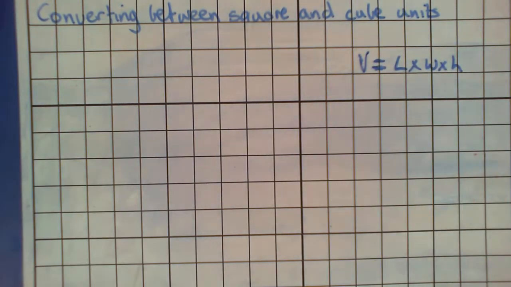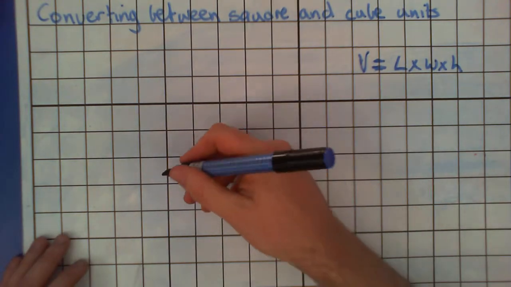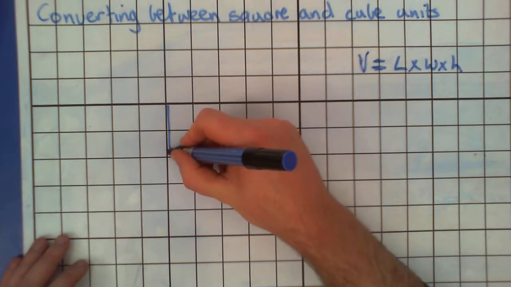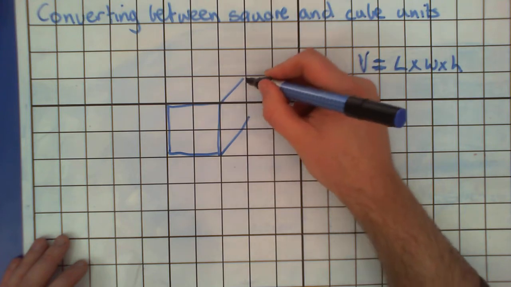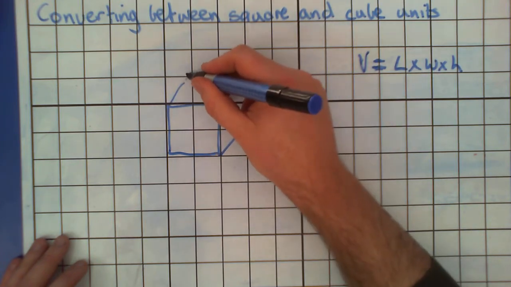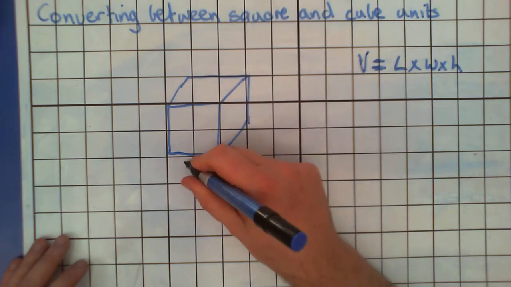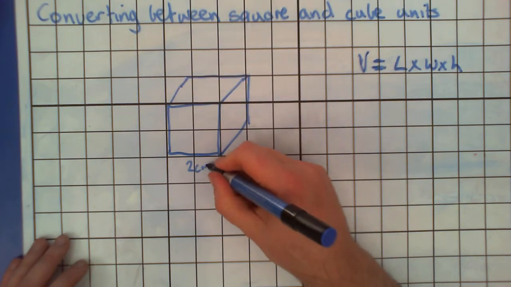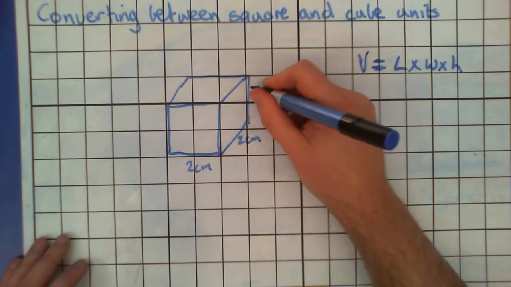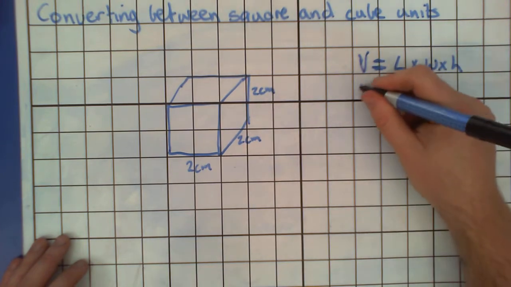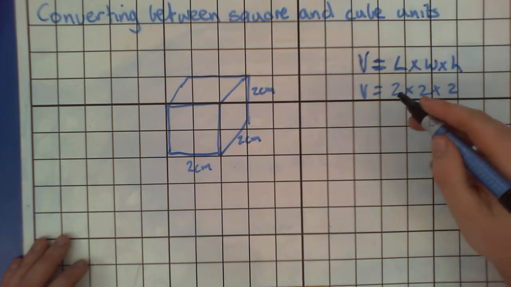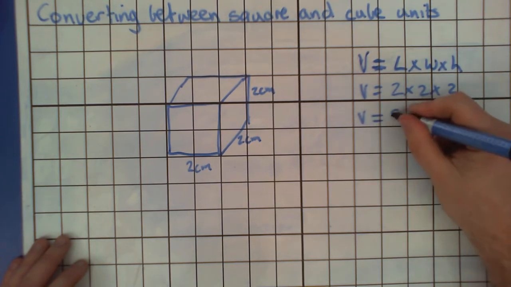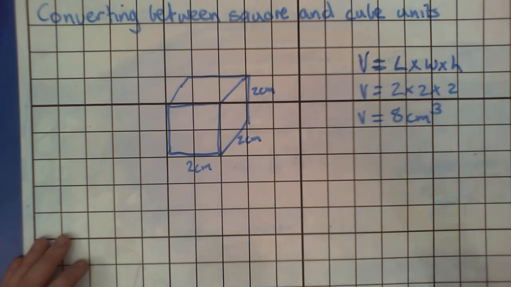We need to think the same type of thing. If we had a cube like so, and each side was 2 centimeters, well, our volume would be 2 times 2 times 2 centimeters, which is going to give us 8 centimeters cubed.